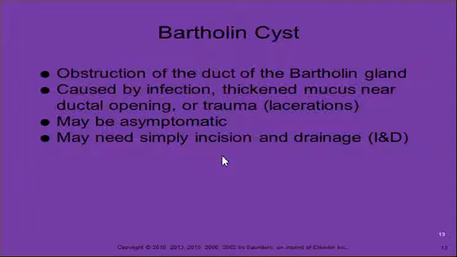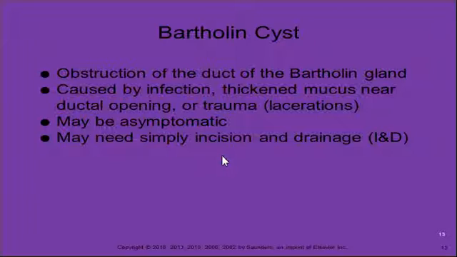Bartholin cyst is a common disorder of the vulva area. It results when the ducts that are in the Bartholin area get obstructed. The glands continue to secrete even though the gland is obstructed, and then the fluid fills the obstructed duct. The main causes of the obstruction can be infections, thickened mucus near the ductal opening, or trauma such as lacerations.